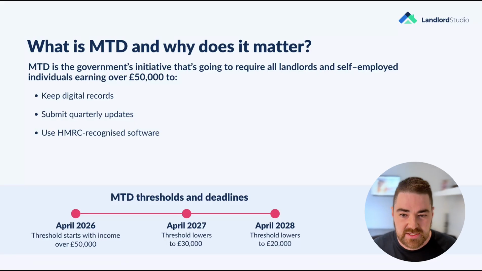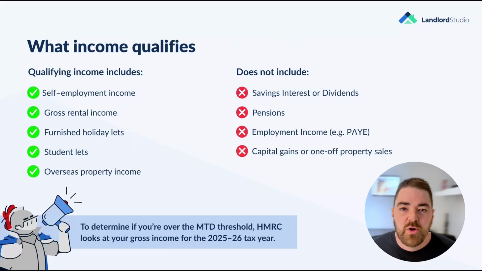So Making Tax Digital, or MTD, is that UK government initiative that's coming in April. It's going to require all landlords earning over £50,000 in revenue to keep digital records and submit quarterly updates using HMRC recognized software. And this all kicks off April next year and has a phased rollout over the coming years, depending on your revenue threshold. That threshold will drop to £30,000 by 2027, and then there's talk that it could go as low as £20,000 in 2028. But it depends on what that income is.